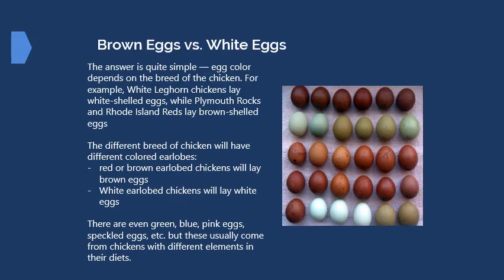The answer is quite simple. Egg color depends on the breed of the chicken. For example, a white leghorn chicken lays white-shelled eggs, while Plymouth Rocks and Rhode Island Reds lay brown-shelled eggs. The different breeds of chicken will have different colored earlobes, and the earlobes are actually the determinant factor of this. Red or brown earlobed chickens will lay brown eggs. White earlobe chickens will lay white eggs. There really is no other distinction between them.